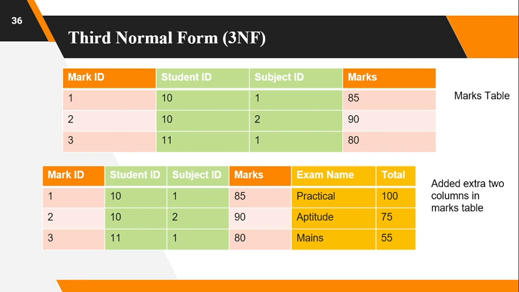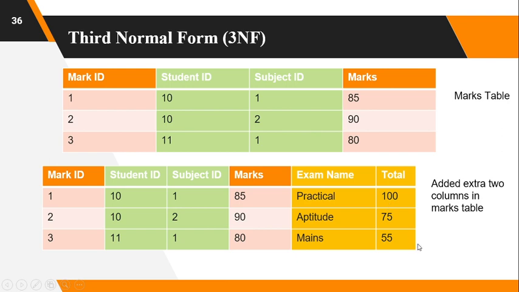See, it is the same previous table that we used in the second normal form. As we discussed earlier, student ID and subject ID together act as a primary key, that is the candidate key. In this table we have added two more columns: exam name and total.